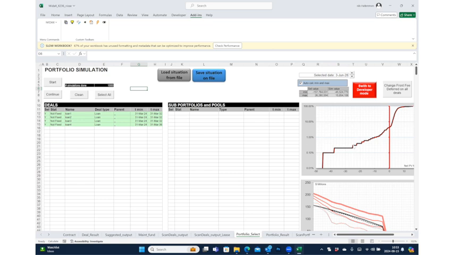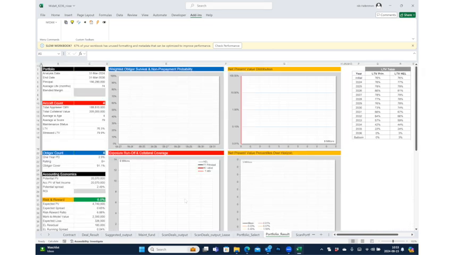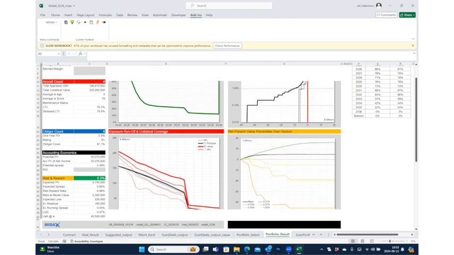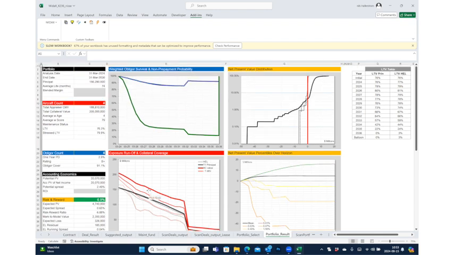And here you have the charts. I have a portfolio results sheet here. Okay, so this is the same that you saw, but that was run with, I think it was 1 million simulations in the past.